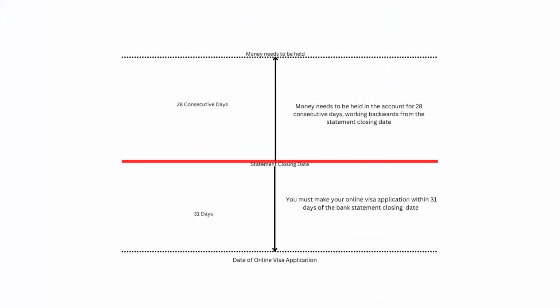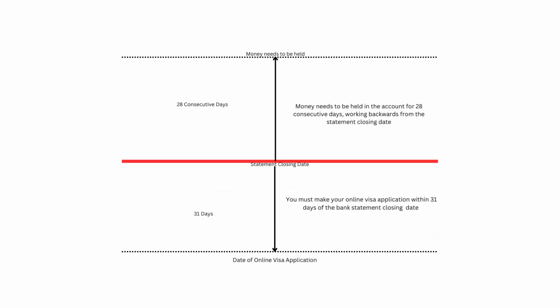This visual shows you how we determine whether the bank statement meets requirements. In the middle here, we have the statement closing date. Behind this, with the arrow going backwards, these are the 28 consecutive days that the minimum requirement must be held. So we work backwards from the statement closing date to see whether the minimum amount that is required to show has indeed been held for the 28 days before the statement closing date.